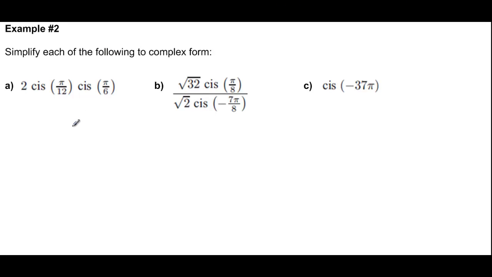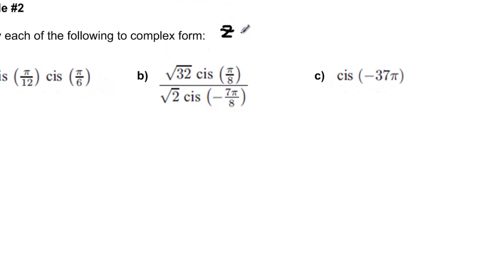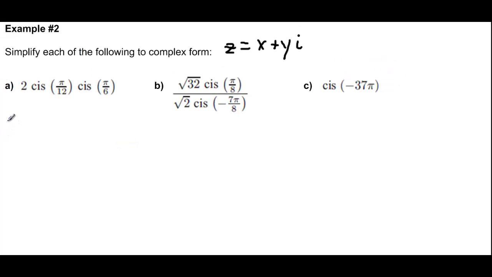Our last example is dealing with trying to simplify an expression in polar form and trying to write it in complex form. Now, as a reminder, complex form is z equals x plus yi. So we're looking to get it down to that form. Now, if we take a look at part A, we've got 2 cis pi over 12 times cis pi over 6.